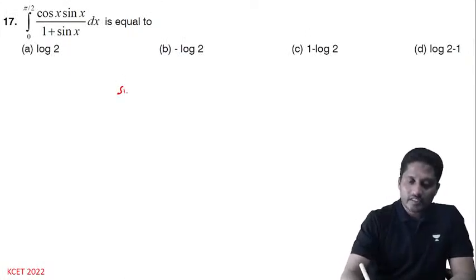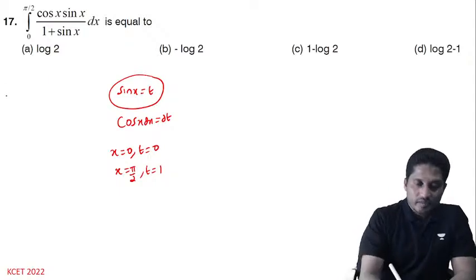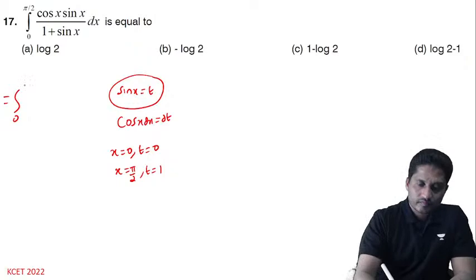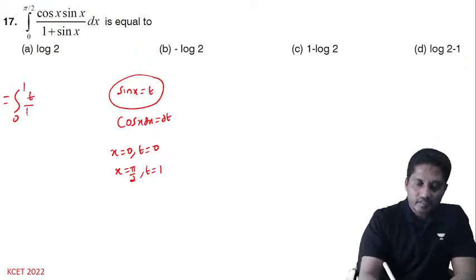I'm going to put sin x is equal to t. Differentiation of sin x is cos x dx is equal to dt. When x is equal to 0, t is equal to sin 0, which is 0. And when x is equal to pi by 2, t is equal to sin 90, which is 1. So this becomes integration of 0 to 1, t divided by 1 plus t, and cos x dx is equal to dt.